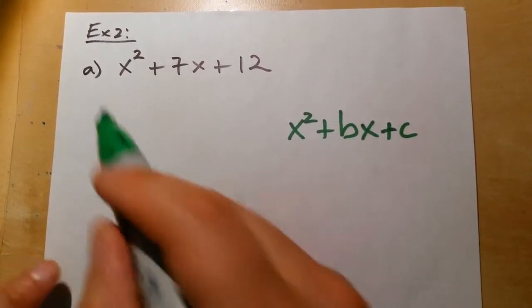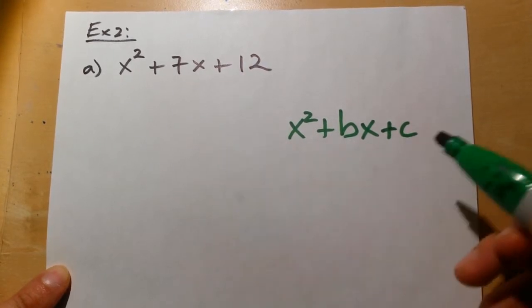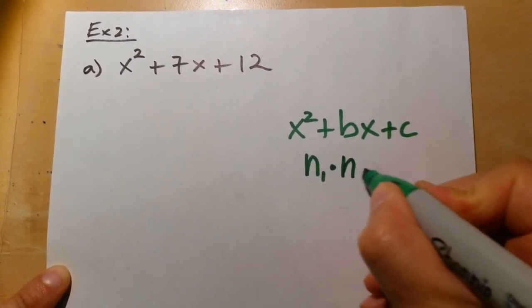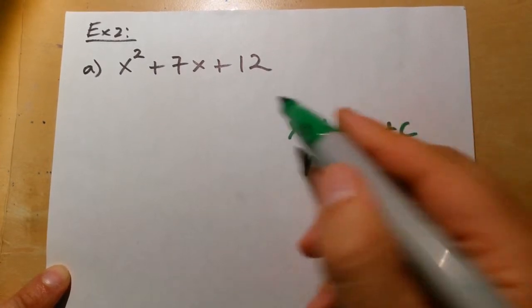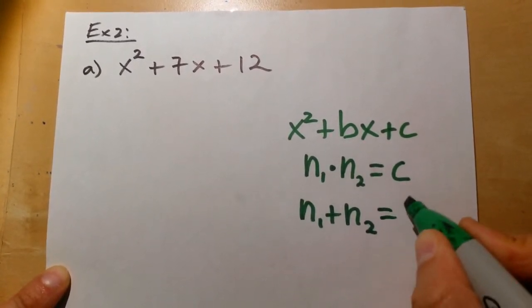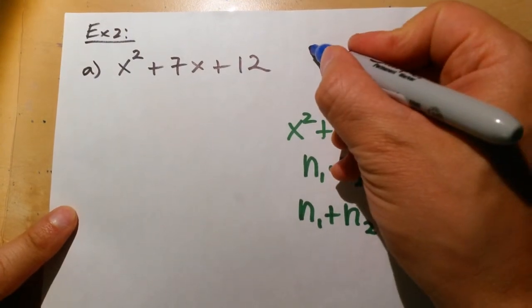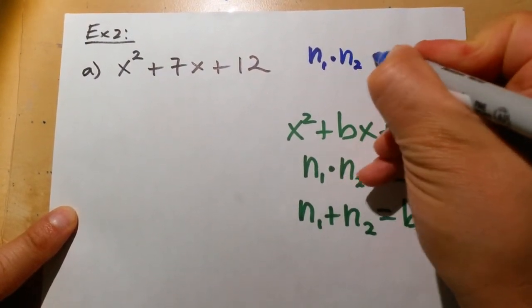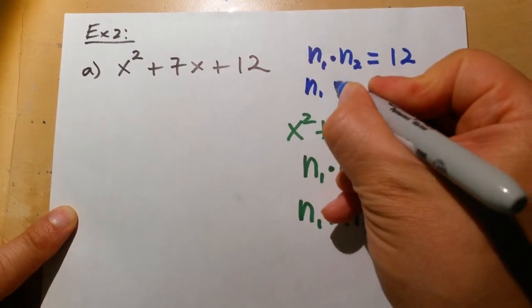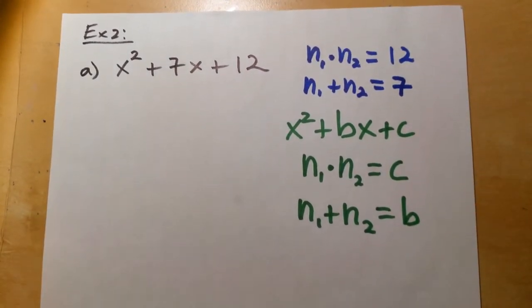So in this case, what's the value of a here? Well, it's 1, we already know that. What's the value of b here? The value of b is positive 7, and the value of c is positive 12. So we're looking for two numbers that when we multiply them, we get c, in this case 12. And when we add these same numbers, we want to get b. In this example, when we multiply the two numbers we want positive 12, and when we add them we want positive 7.